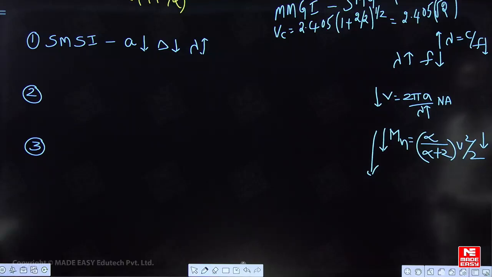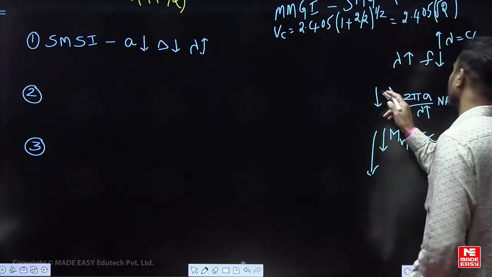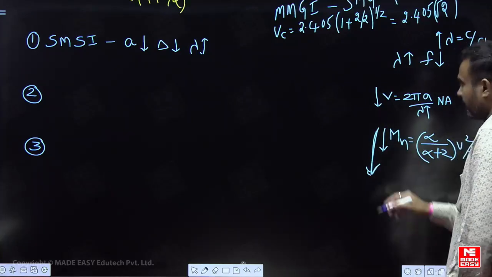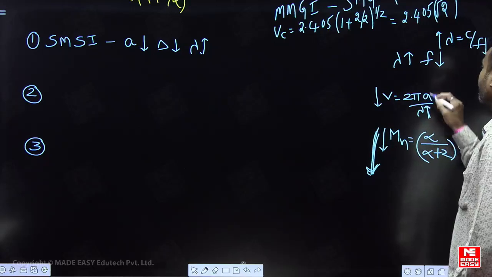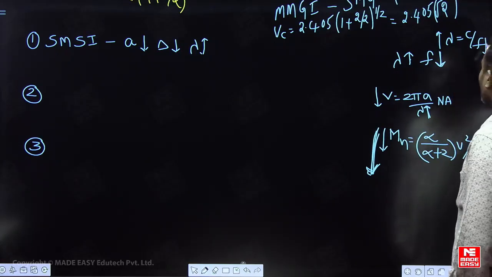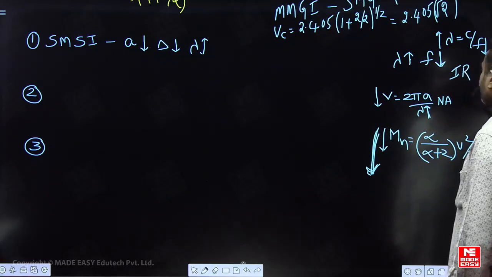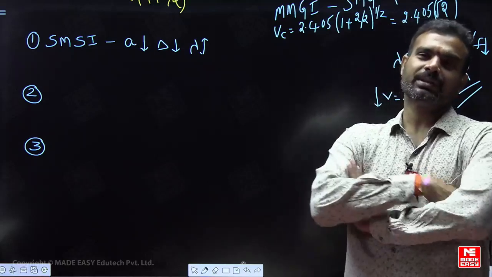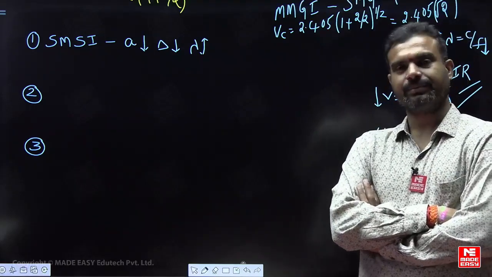You want your SMSI fiber to have only one mode present. Only one mode is required. V will be less, Mn will be less. When Mn will be less, that means your lambda should be high. The lambda should be high, then frequency is less. Which frequency? Optical frequency. Optical frequency is less means it is operating in which region? IR region. That's the reason we make our optical communication system operate in IR. IR stands for the infrared region.